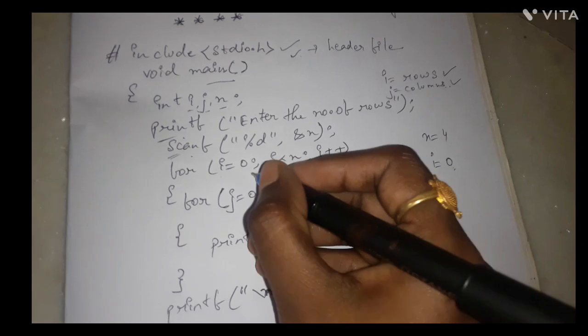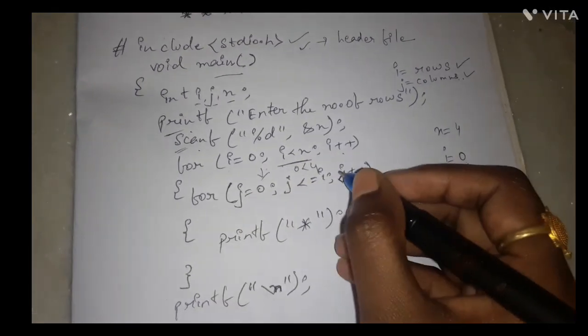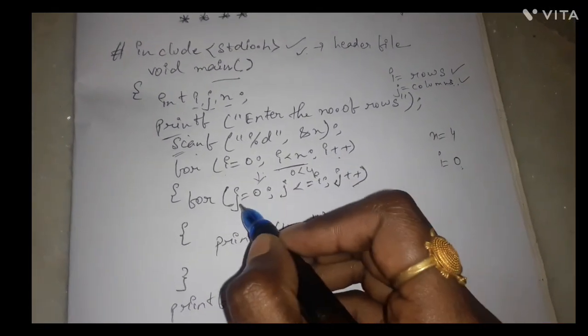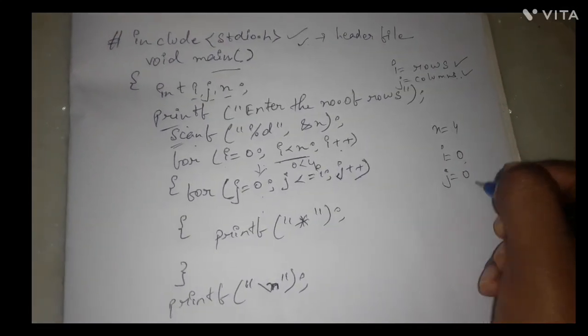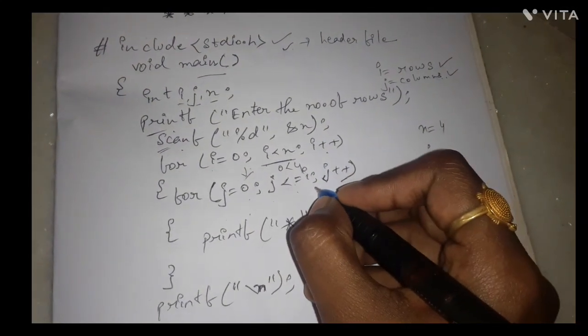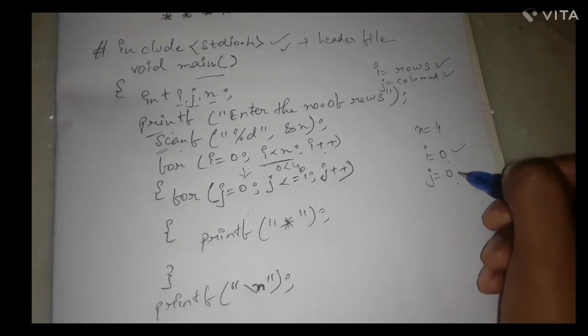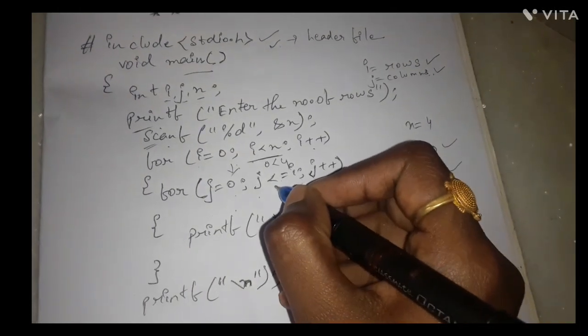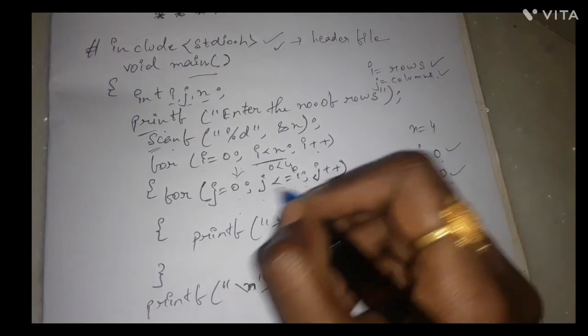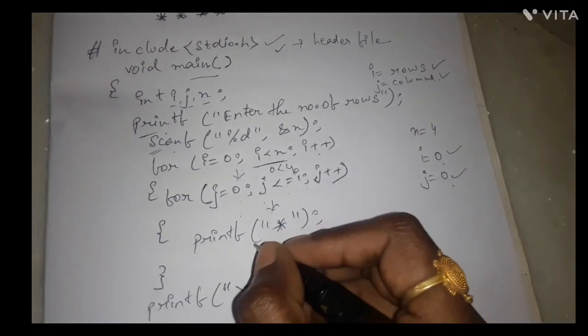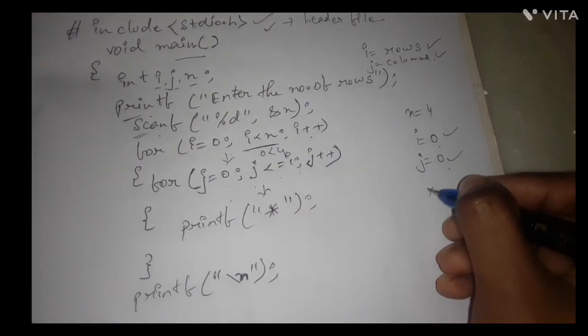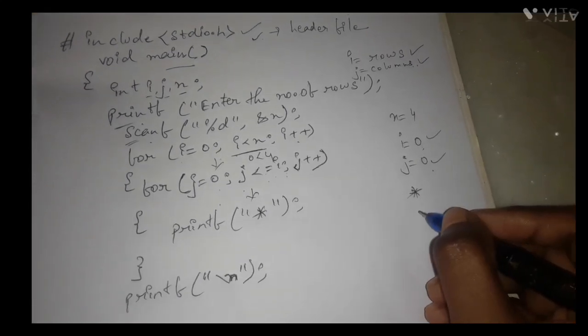So we'll enter into this inner loop, which is J. This is the number of columns. Initially J is equal to 0. Now, J less than or equal to I? I is 0, J is 0. 0 is not less than, but 0 is equal to 0. So we'll enter into this. We'll print 1 star first of all on the screen. 1 star will get printed.